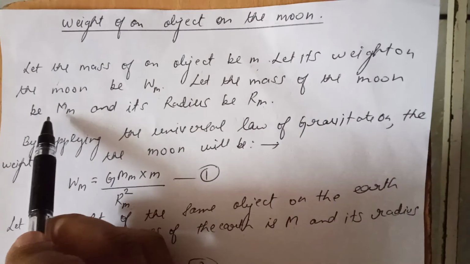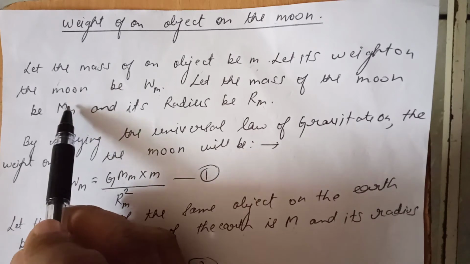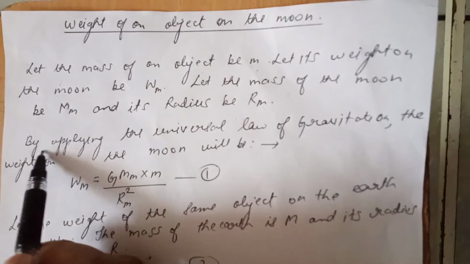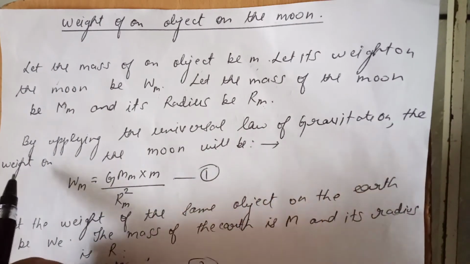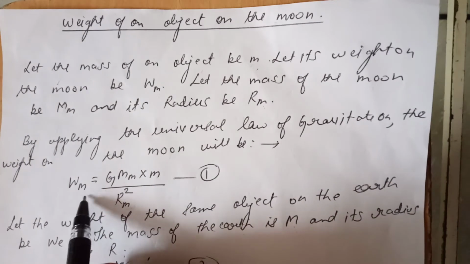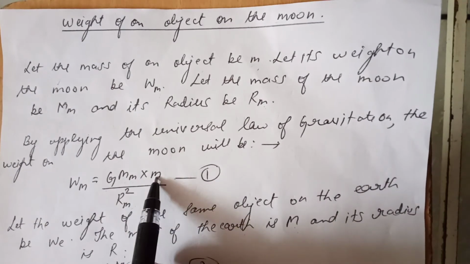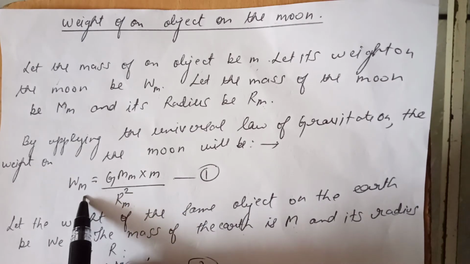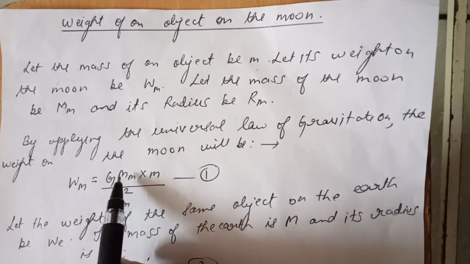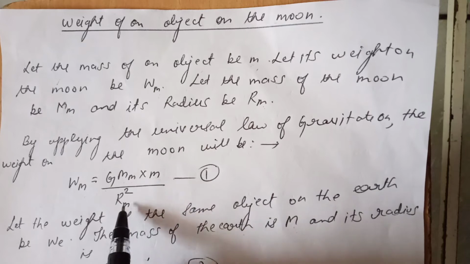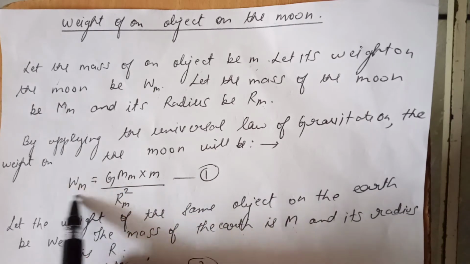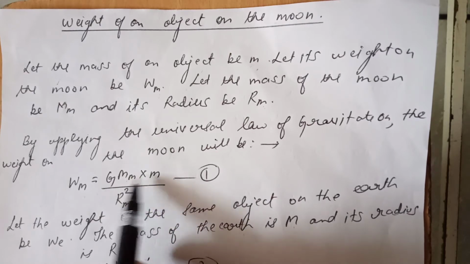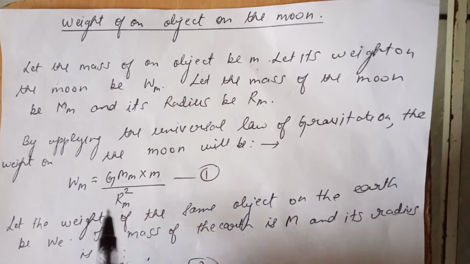Let the mass of the moon be capital Mm, and Rm is the radius of the moon. Now by applying the universal law of gravitation, the weight on the moon will be Wm equal to, we know that it is proportional to the product of their masses and inversely proportional to the square of their distance. So the weight on the moon will be G, the product of the two masses, Mm into small m, upon R square. So Wm is the weight on the moon, capital G is the universal gravitational constant, Mm is the mass of the moon, m is the mass of the object, and Rm is the radius of the moon.